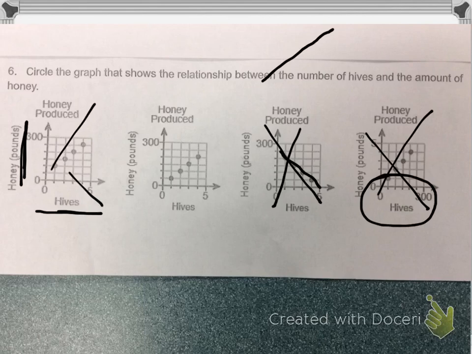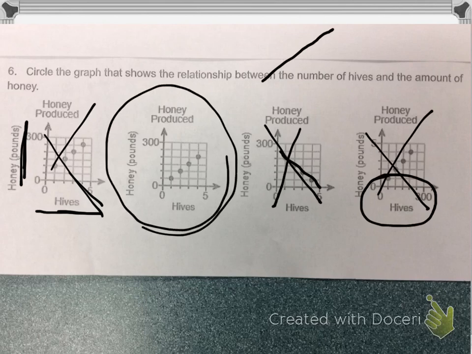So this cannot be the correct graph either. This one shows that the first dot is at 1, around 50 or 51. So the second graph is the correct one.